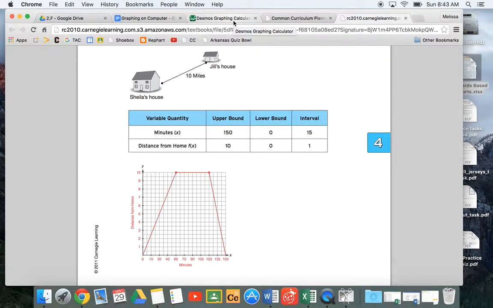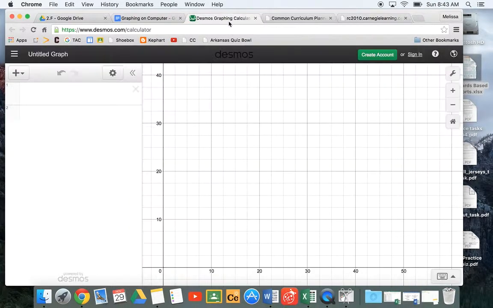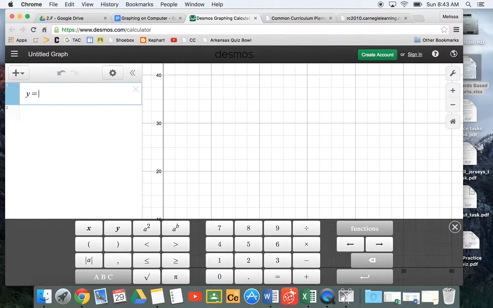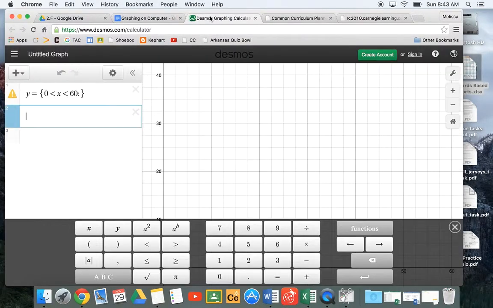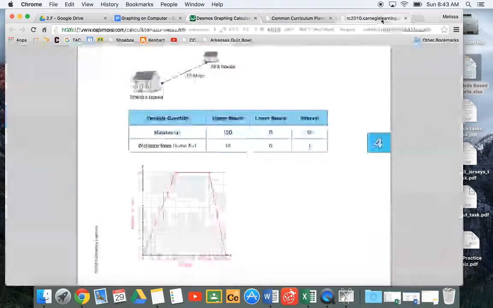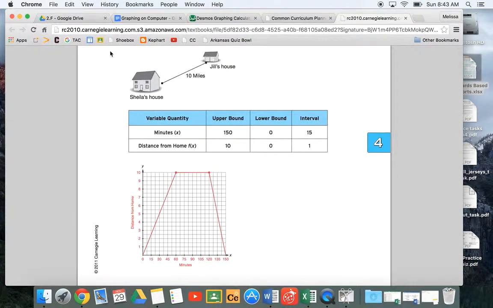This is 0 to 60 is the first one. Y equals bracket 0 is less than x, which is less than 60. Okay. The second one is from 60 to 120. Y equals bracket 60 is less than x, which is less than 120. One more interval, 120 to 150.